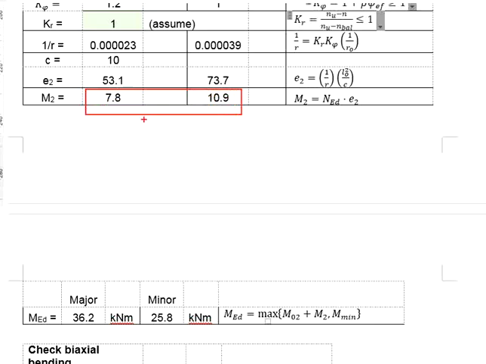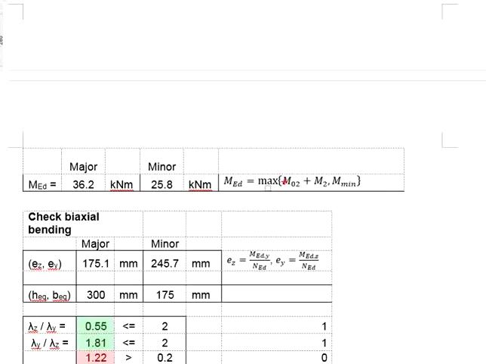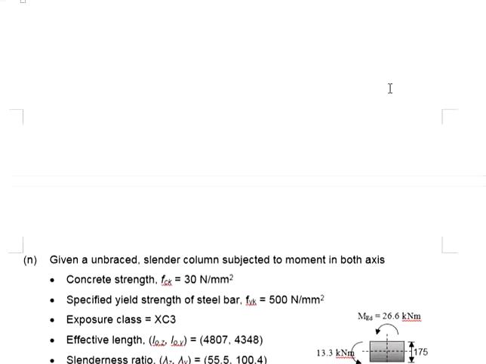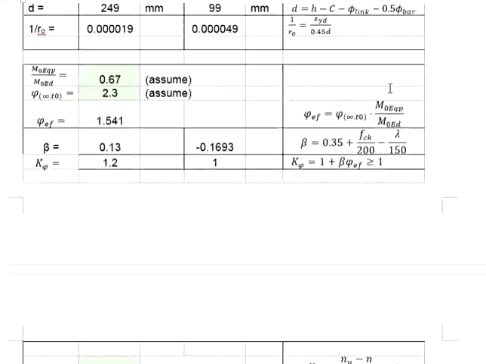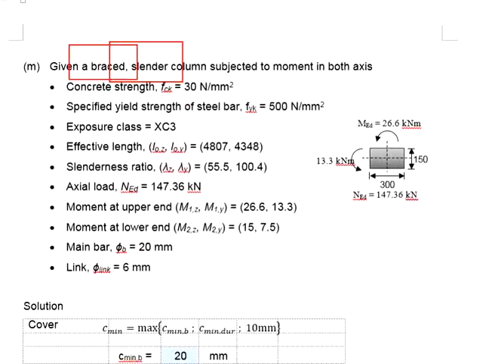plus M2, one for the major, another for the minor, and then this whole thing here will need to be checked against the minimum moment. The minimum moment is only 2.95. This leads to the MED being calculated on the basis of M02 plus M2, the summation of the first order moment and the second order moment. Up to this step, the calculation process will be similar to what we have done in our previous example related to the slender and braced column.